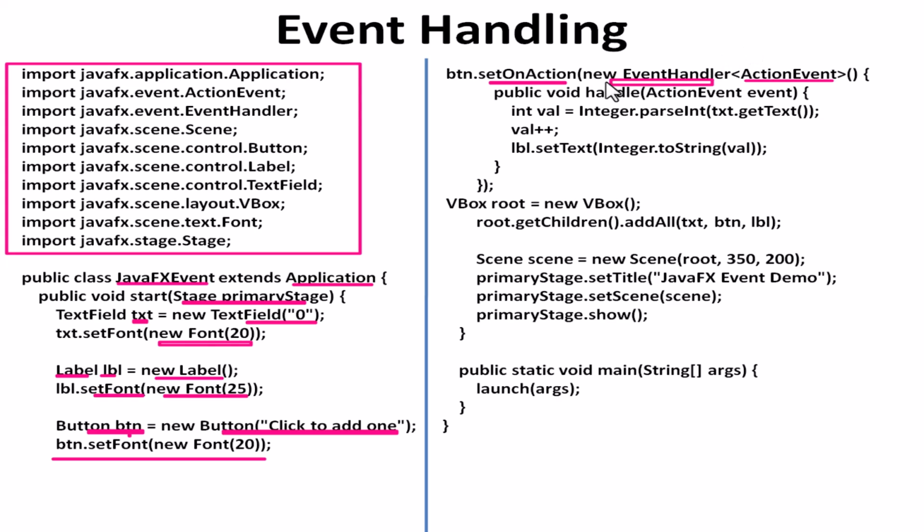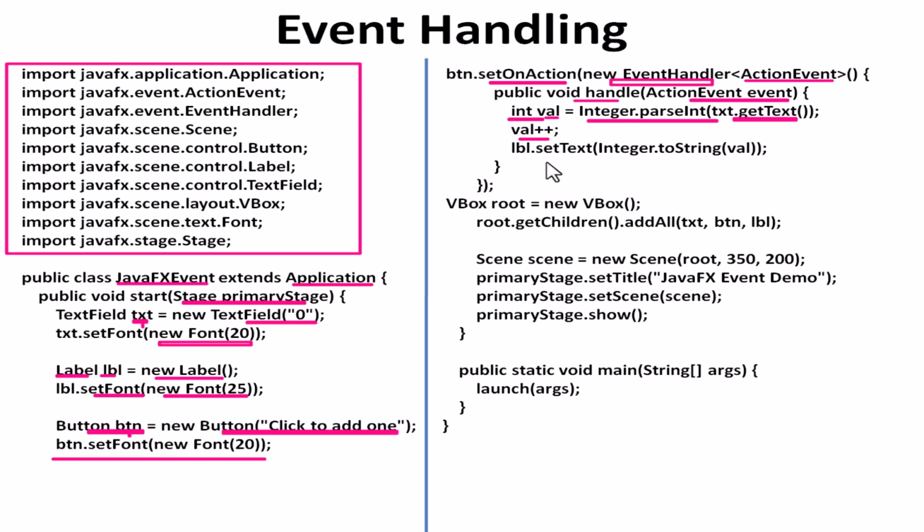Now we are going to have a particular method, void handle action event, so that whenever the event is encountered, this method will be initiated. Now integer value equal to Integer dot parseInt, get text. Whatever you have entered inside the text field, the text box. What is txt? Txt is an object of the text field. That particular thing you have entered will be converted into an integer and stored under the value. Next, increment the value.